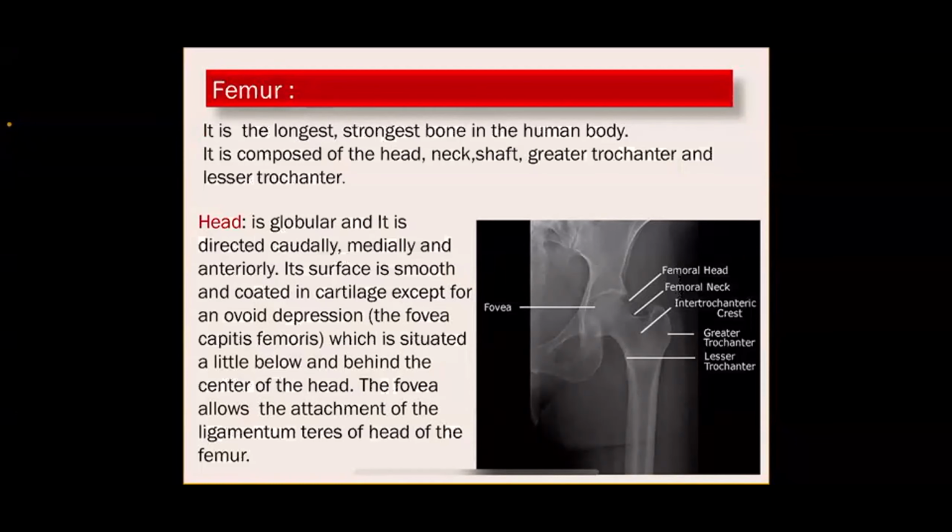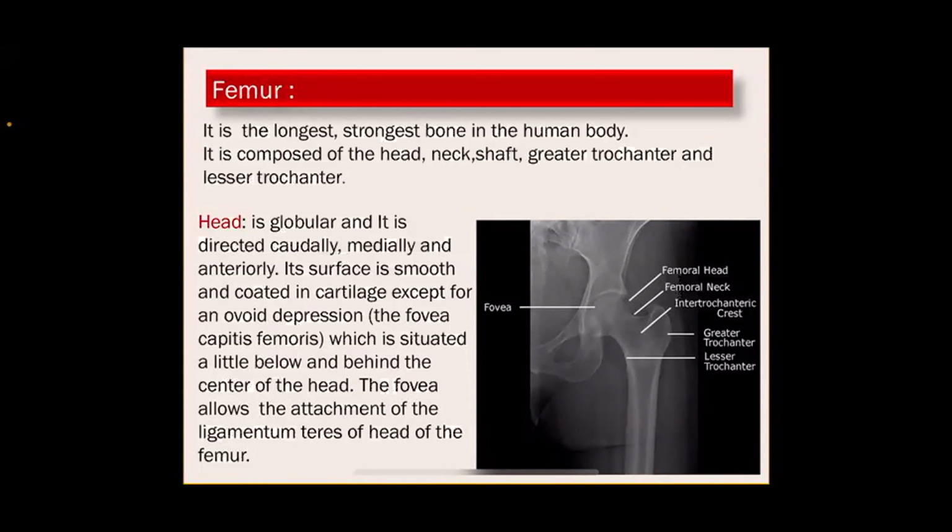Its surface is smooth and coated in cartilage, except for the ovoid depression, which is the fovea capitis femoris, which is situated a little below and behind the center of the head. The fovea allows the attachment of ligamentum teres of the head of the femur.